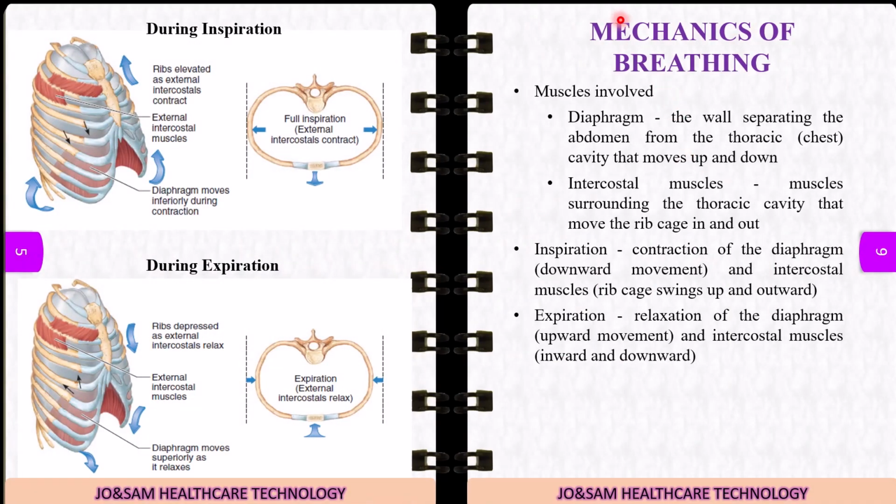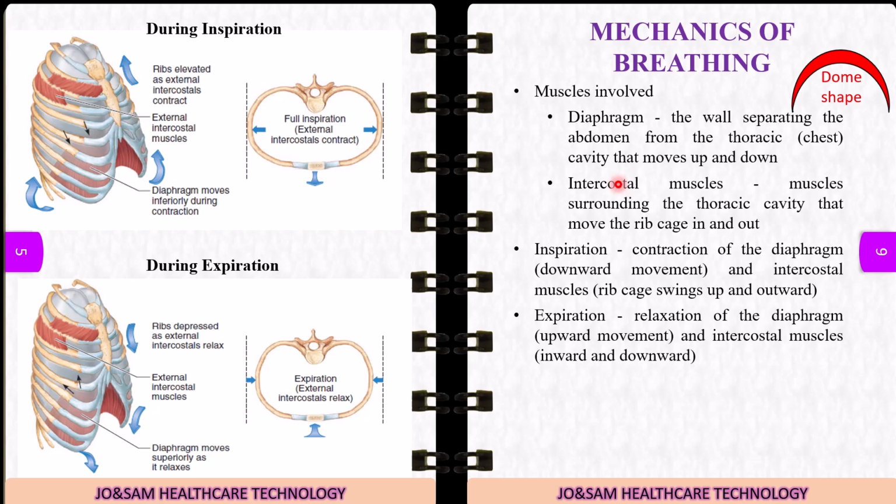Next, we are going to see the mechanics involved in breathing. There are two sets of muscles that are majorly involved in breathing: one is the diaphragm and the other is the intercostal muscle. The diaphragm is the wall that separates the abdomen from the thoracic cavity. The diaphragm is a dome shaped structure, and it is responsible for moving the thoracic cavity up and down. That is, during respiration this diaphragm is responsible for moving the chest up and down.